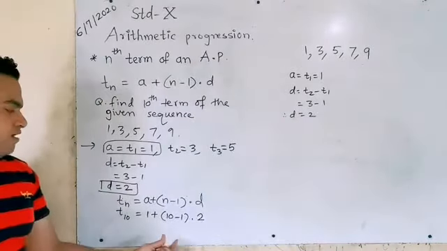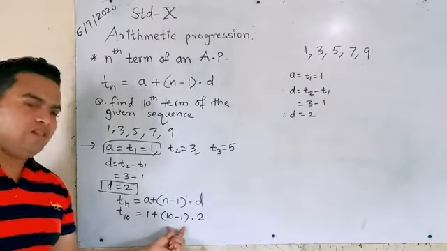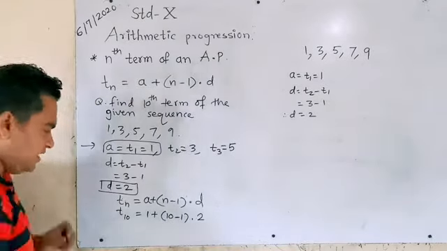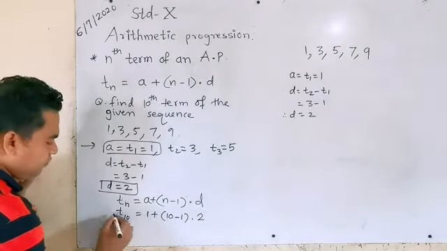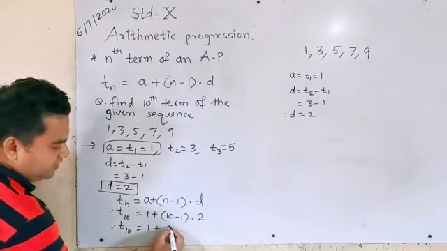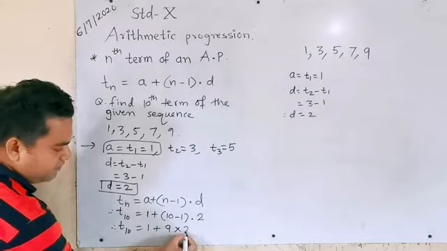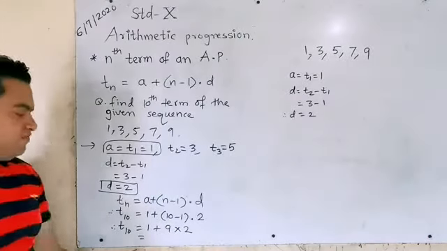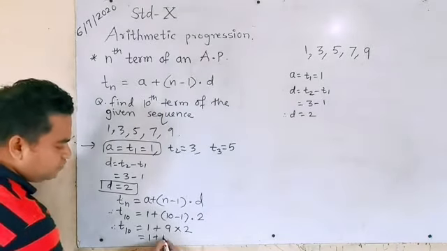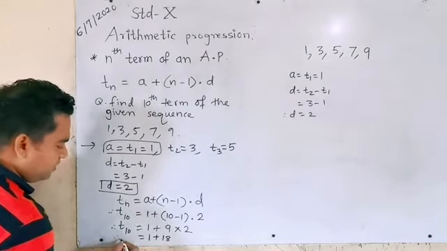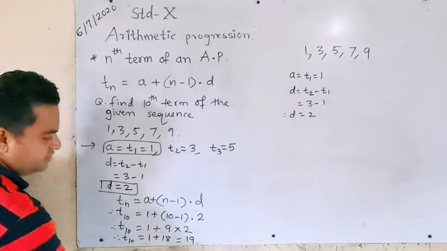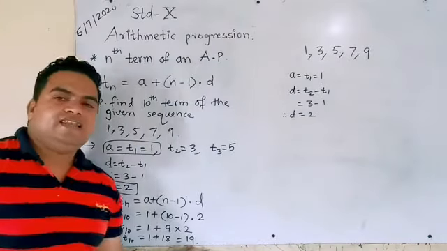So now BODMAS rule we know, first we have to solve the bracket. So 10 minus 1 will be 9. Therefore, T10 is equals to 1 plus, 10 minus 1 will be 9, into means multiply by 2. BODMAS is saying first you multiply and then addition. So what will be the answer? 1 plus 9 twos are 18. So therefore, T10, the 10th term, will be 19. So the answer is 10th term will be 19.